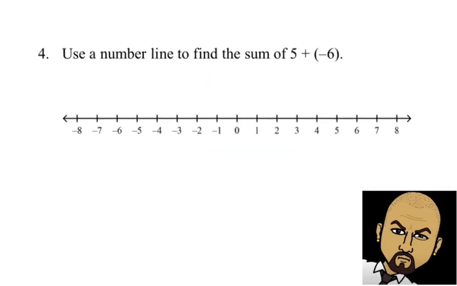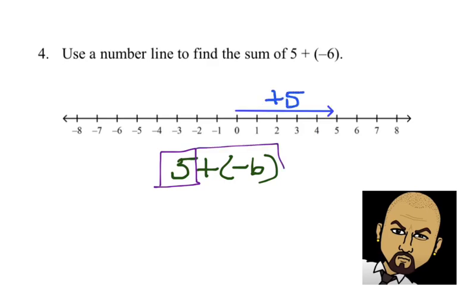Here we have to find the sum of 5 plus -6. First thing you do is write down the problem, 5 plus -6. Your first term is +5. +5 means you're adding 5. And so if you add 5, you're going to go to the right 5 places from 0, and that's going to leave you at +5.